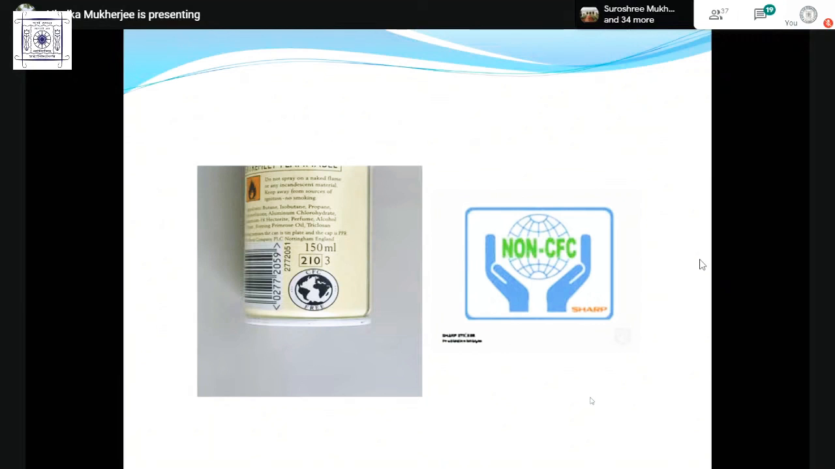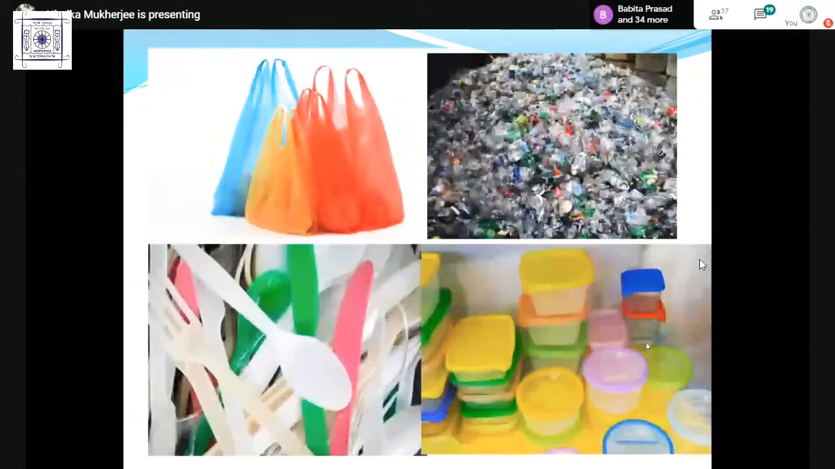Now, if we see this, there is one deodorant bottle. So while buying the deodorant bottle, we can always look for this CFC-free symbol, which we can find not only on a deo bottle, but any other bottle like shaving foam and other things, where the CFC-free symbol is always there. In other electrical devices like AC as well as refrigerator, this non-CFC symbol is always there, which means it does not have CFC as refrigerant.